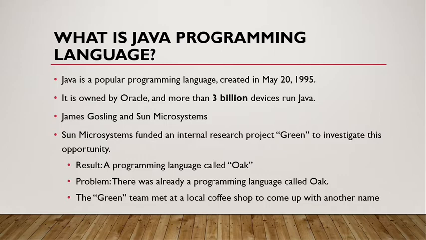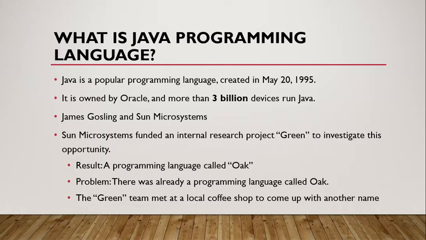Java is a popular programming language, created on May 20, 1995. It is owned by Oracle, and more than 3 billion devices run Java. James Gosling and Sun Microsystems.